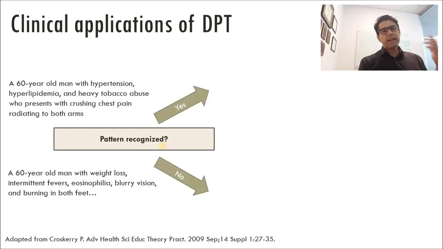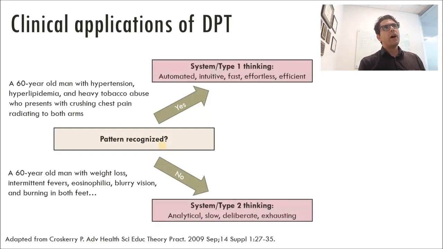So this is sort of a type of pattern recognition, right? If we recognize the pattern, the reasoning we do is often system 1 thinking. It's automated, it's intuitive, it's fast, it's effortless, it's efficient, it's reflexive, however you want to call it. It's a very simple automated task. But when we don't recognize the pattern, we have to use a lot of analysis, right? We have to slow down, think more deliberately.